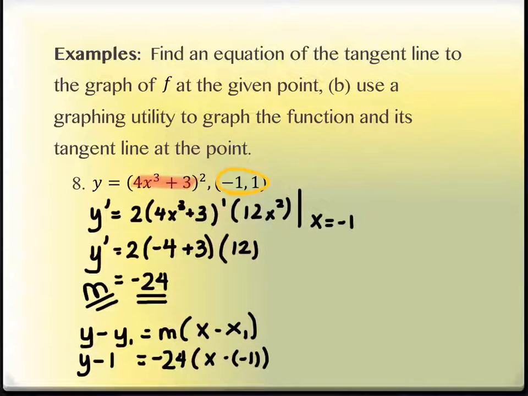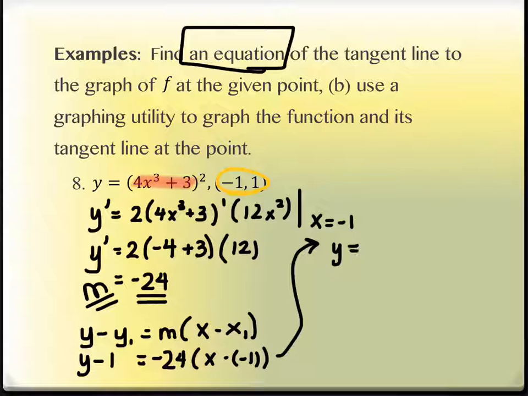This does say an equation, so technically you could stop. I have a feeling your WebAssign is going to want you to write down y equals. So let's just go ahead and do that really quickly. And in order to verify with our calculator, we're going to need to do that anyway to get it into y equals. So I've got y equals negative 24x. I have the negative 24 times the positive 1, so that's plus 24. And then I have plus 1 from the left-hand side moved over.